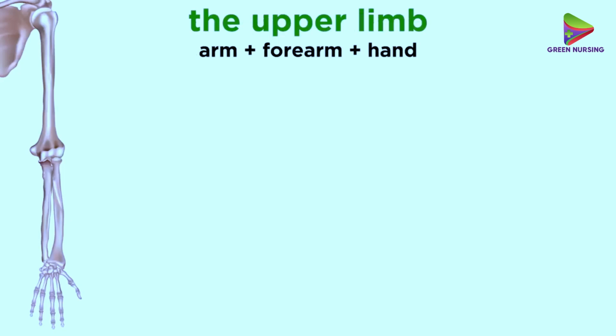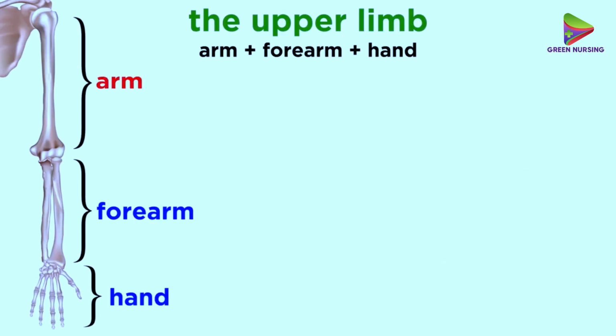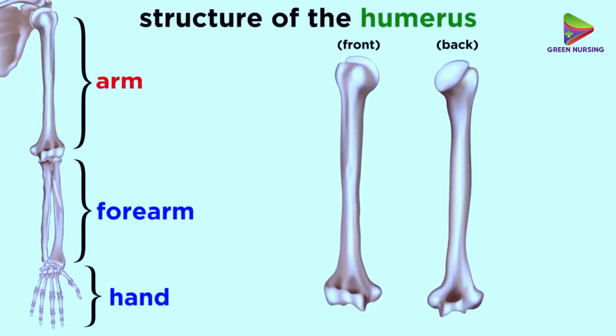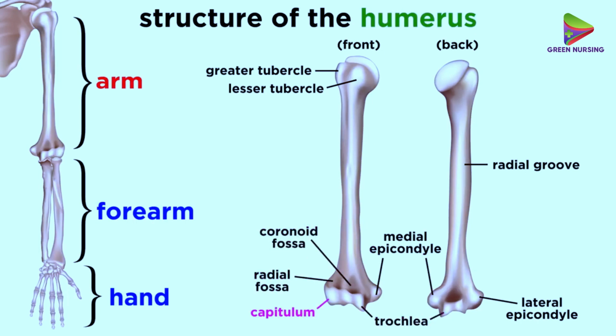From here, we move on to the upper limb. This consists of the arm, forearm, and hand. Though colloquially we think of this whole thing as an arm, when speaking in terms of anatomy, it is just this upper portion that we call the arm. So let's start there. In the arm, we find the humerus, a typical long bone with its greater and lesser tubercle, radial groove, medial and lateral epicondyle, radial and coronoid fossa, trochlea, and capitulum.